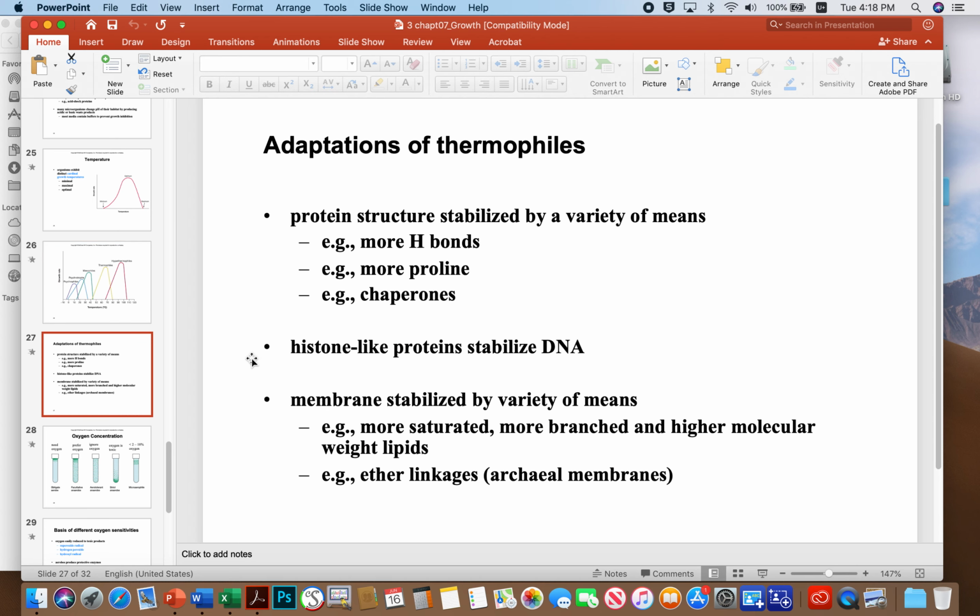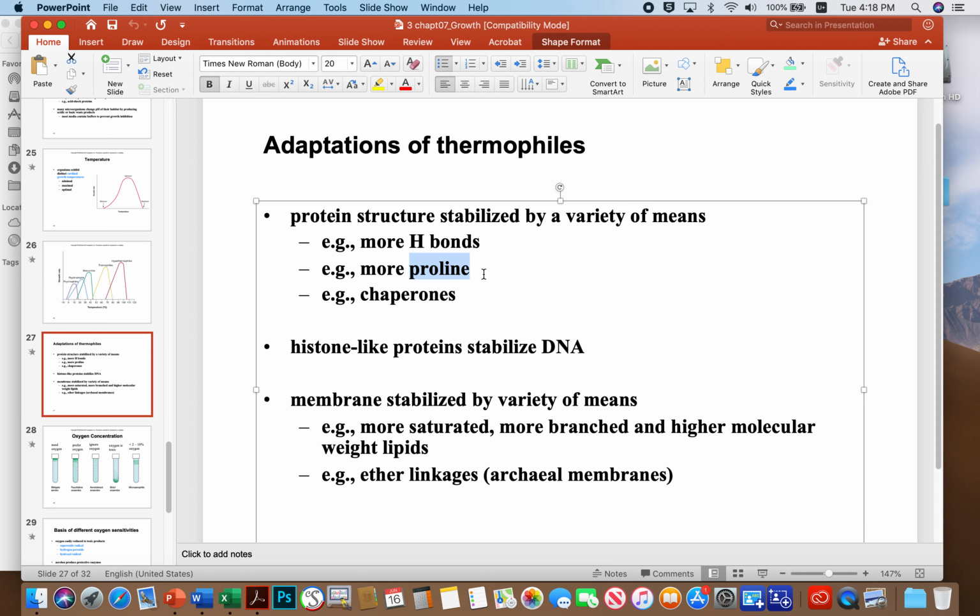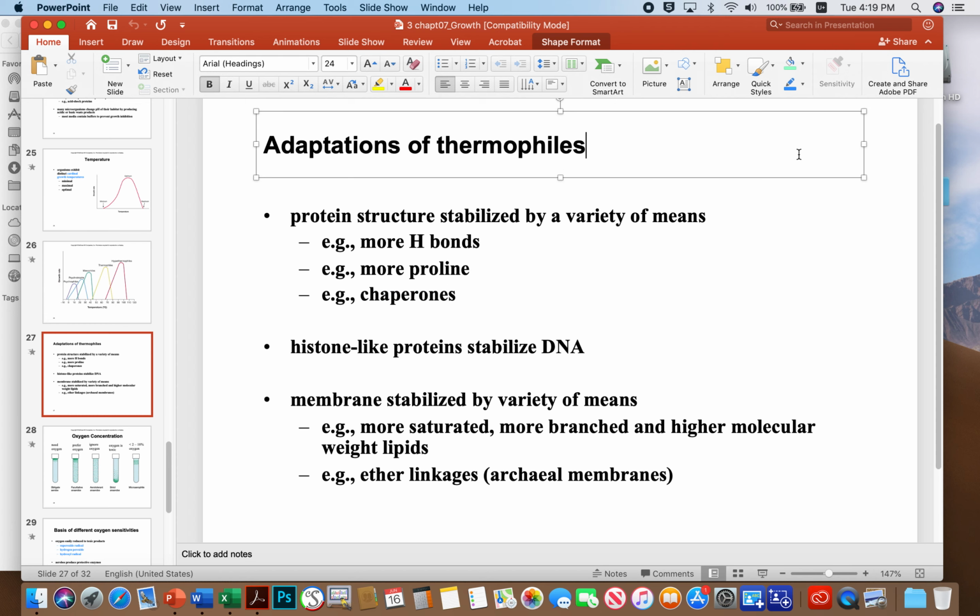So some of the adaptations of thermophiles: they prefer more hydrogen bonding in their protein structure to keep their proteins together and keep them from unfolding and denaturing. There are lots more prolines. Prolines are cyclic amino acids that have a good solid temperature tolerance. And chaperones are proteins that microbes use to stabilize other proteins and keep them from unfolding. And then histone-like proteins stabilize DNA. And their membranes can be stabilized by a variety of other means, like more saturated or branched high molecular weight lipids, and then the ether linkages that I mentioned before in the archaea, as opposed to the ester linkages in the bacteria.